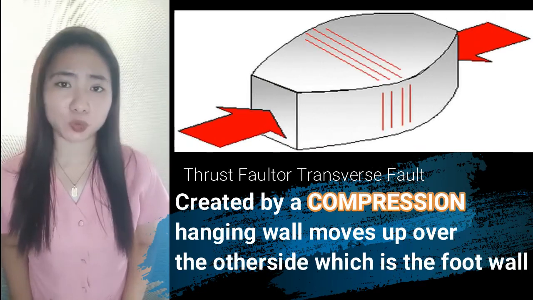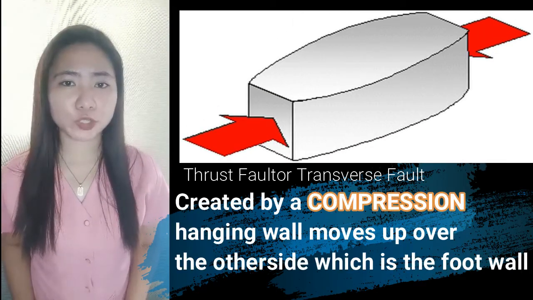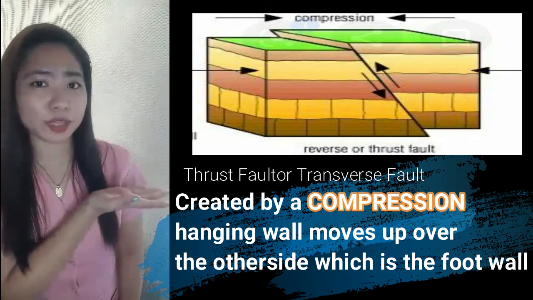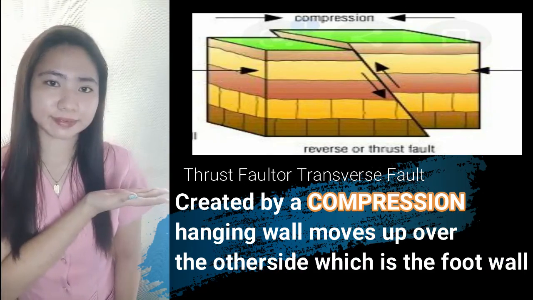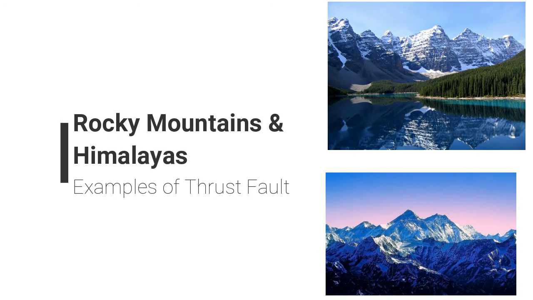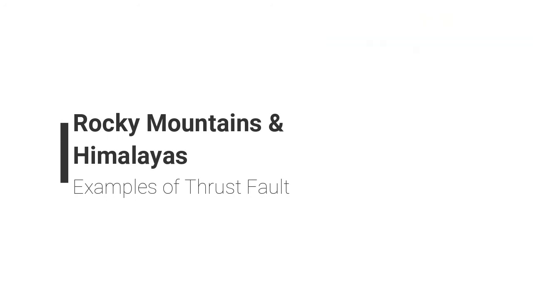A reverse fault or thrust fault is created by compression, wherein the hanging wall moves up over the other side, which is the footwall, as shown by this picture. Examples of thrust faults: Rocky Mountains and Himalayas.